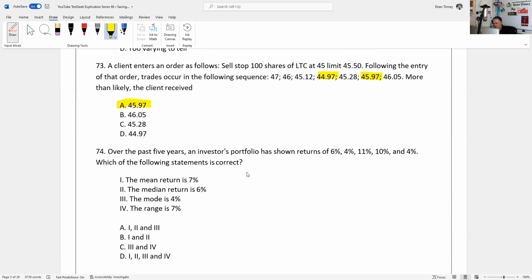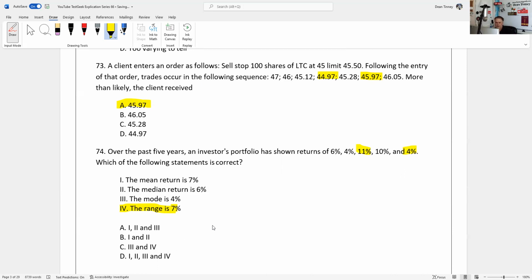Well, I can kind of go about this through process of elimination. The range, it says the range is 7%. So it looks like we go from 4 to 11. So that looks true. So I need a 4 in it. So now I got a 50-50, right? The range is the low number to the high number. So I need a 4. So that's pretty helpful because now I know it's either C or D.